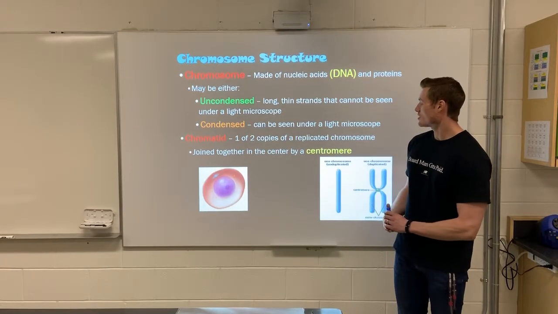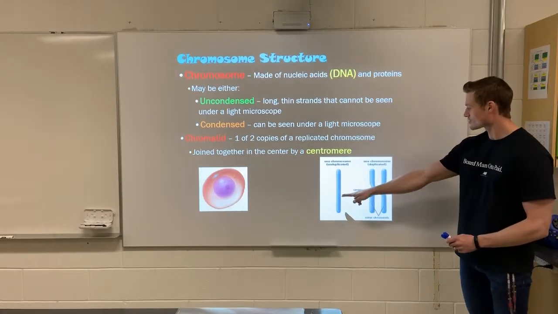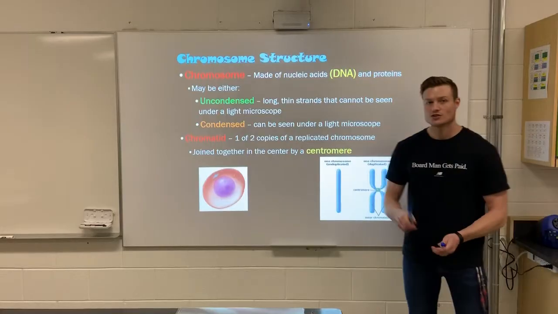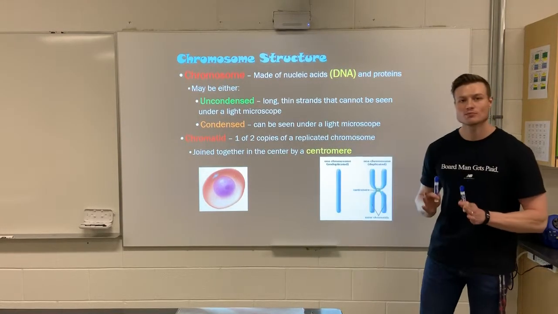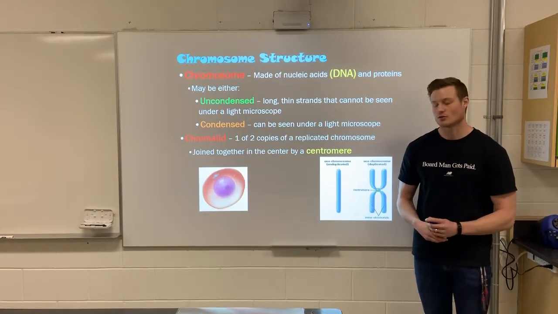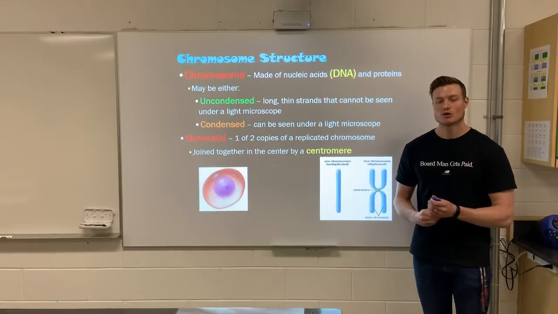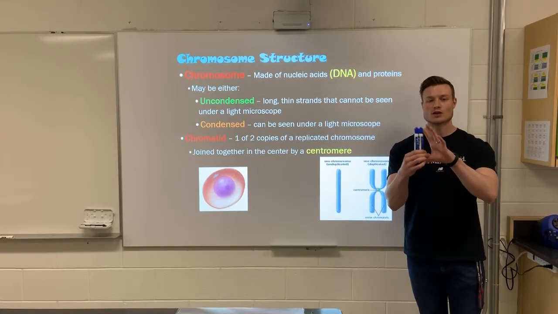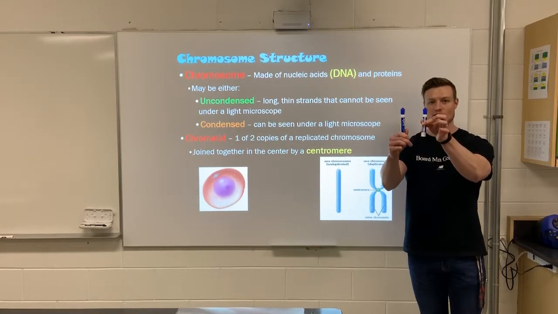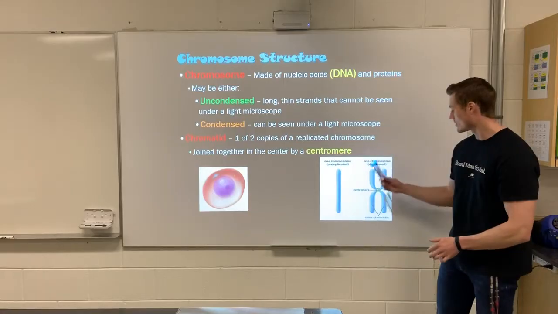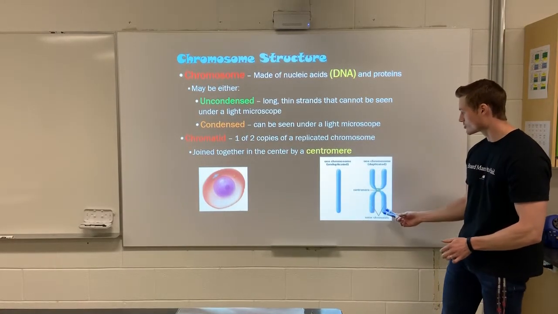Now, when we talk about chromosomes, these 2 images here, this is a chromosome and this is a chromosome. They both would be considered one chromosome. However, one is unduplicated and one is duplicated. When we have a duplicated chromosome, we call it sister chromatids. So chromatid, chromatid. 2 chromatids put together makes a chromosome. But this is one unduplicated, this is one duplicated.